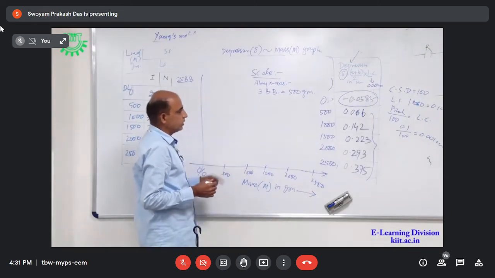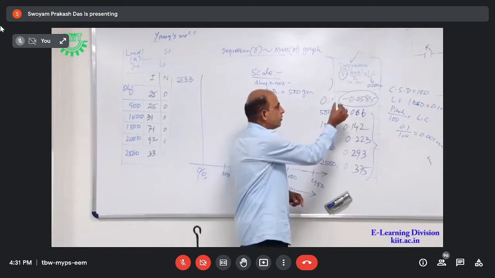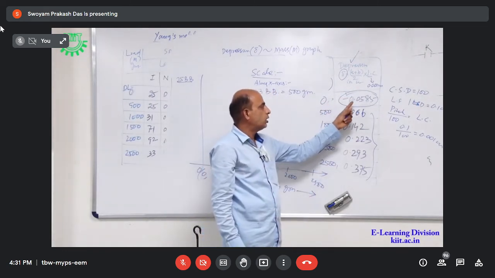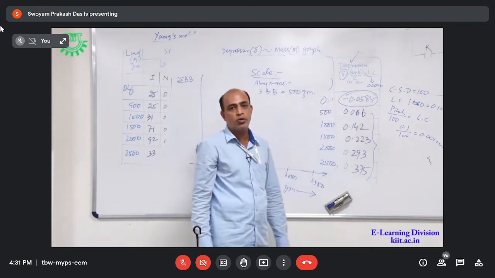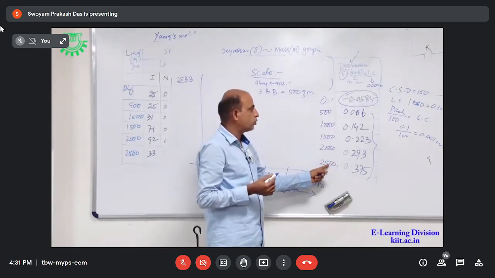Similarly, along the y-axis, we have to see the minimum value. We should not take the zero load, because at a dead load or zero load, there should not be any depression. Whatever comes in the experiment there is to be ignored. We will start from 500 gram to 2500 gram.